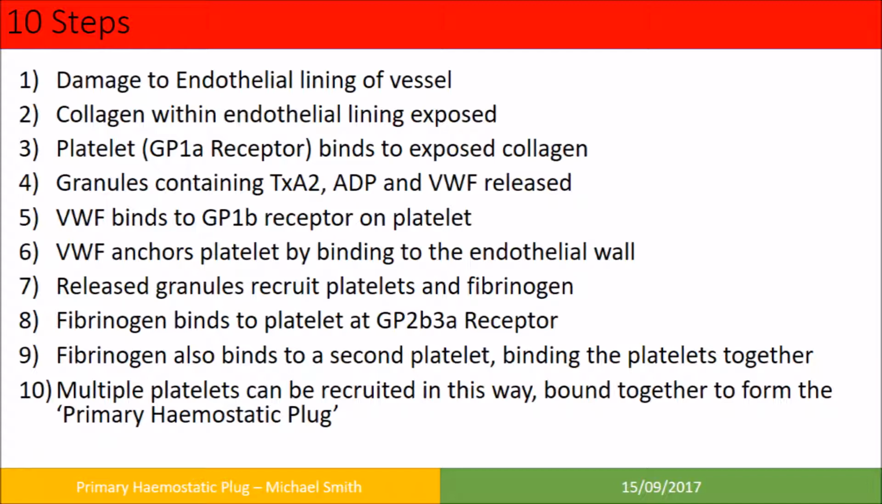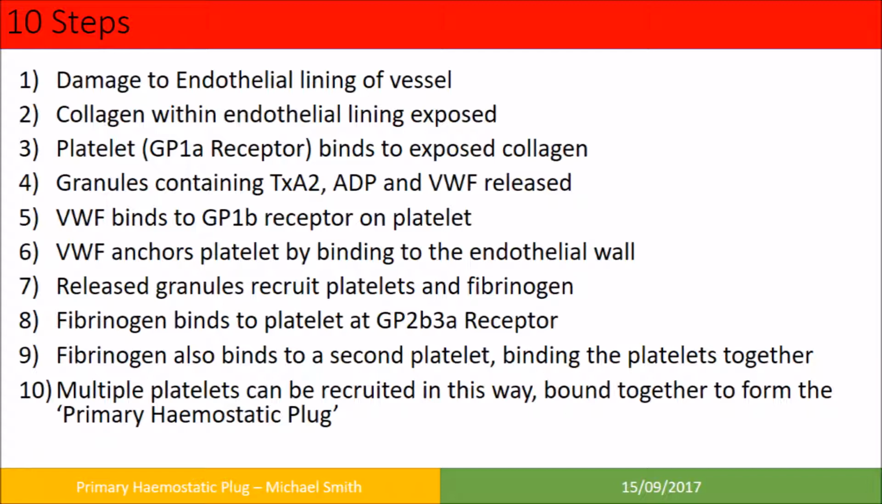So our 10 simple steps are: 1. Damage to the endothelial lining of the vessel. 2. Collagen within the endothelial lining is exposed. 3. The platelet at the GP1A receptor binds to the exposed collagen. 4. Granules containing thromboxane A2, ADP, and von Willebrand factor are released. 5. Von Willebrand factor binds to the GP1B receptor on the platelet.